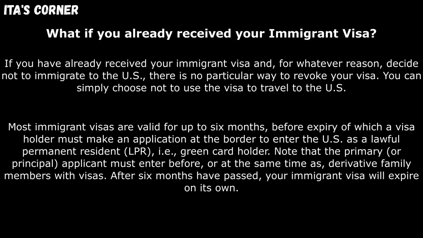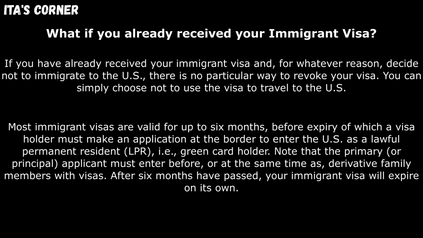What if you already received your immigrant visa? If you have already received your immigrant visa and for whatever reason decide not to immigrate to the US, there is no particular way to revoke your visa. You can simply choose not to use the visa to travel to the US. Most immigrant visas are valid for up to 6 months.